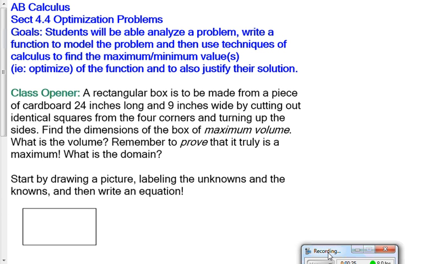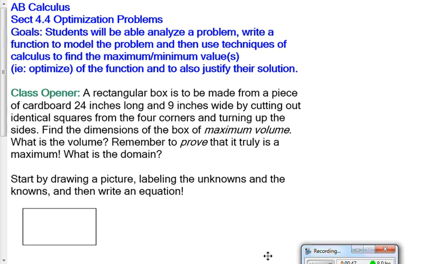This is the kind of thing you'll see a lot, at least the problem in context, on AP exams. I want you to know that once you can get these problems set up, the work is the same as the work we've already been doing. We're going to use the max-min existence theorem. We're going to use the first derivative test. We're going to use the second derivative test to verify our answers.